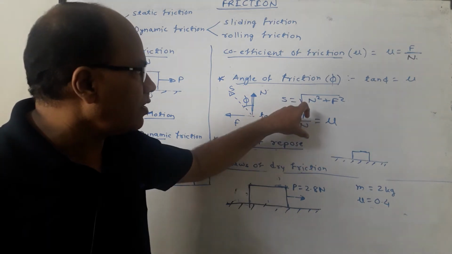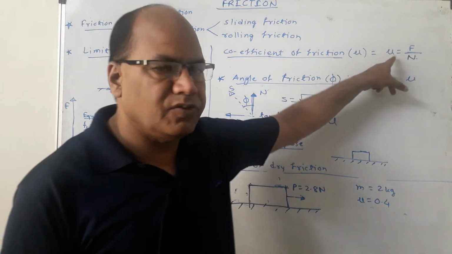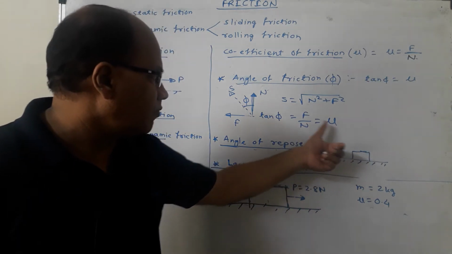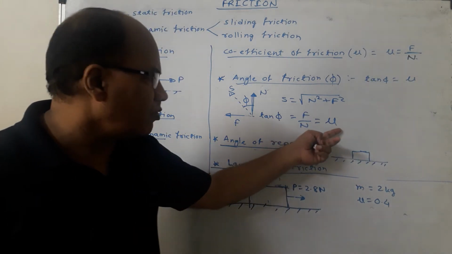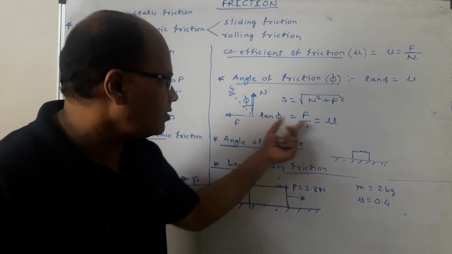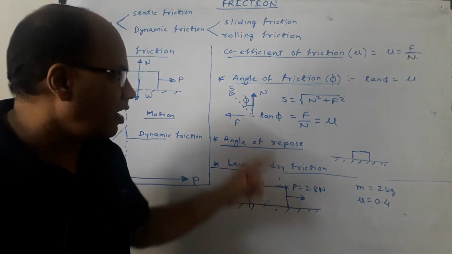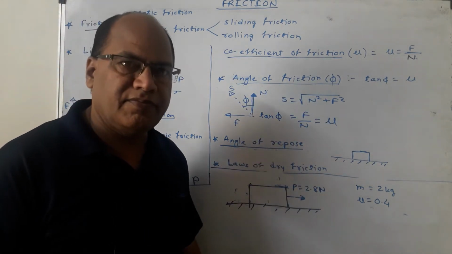But F upon N has already been defined as mu, so it is equal to mu. So phi is the angle of friction, mu is the coefficient of friction, and tan phi is equal to mu is the relation between the angle of friction and the coefficient of friction.